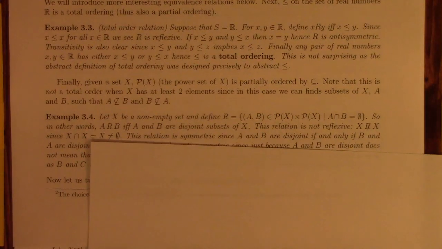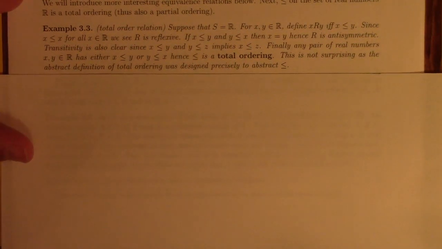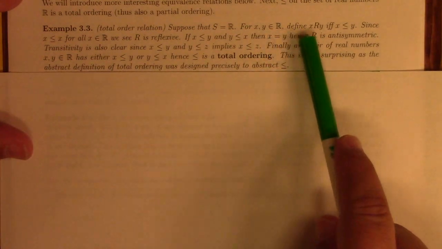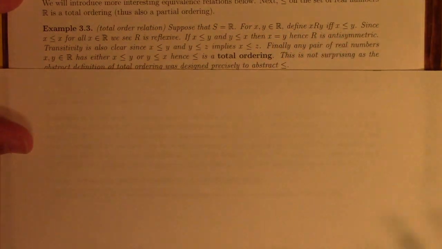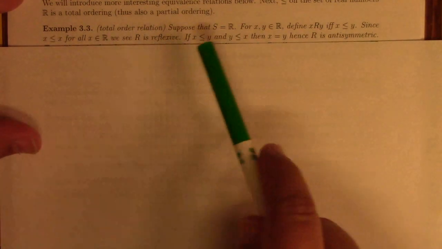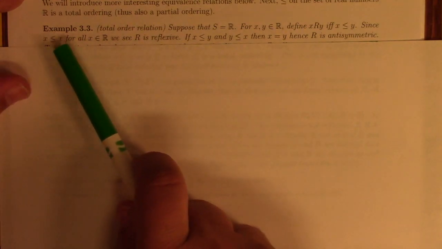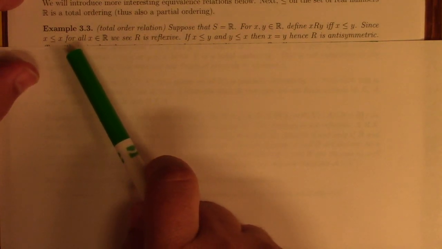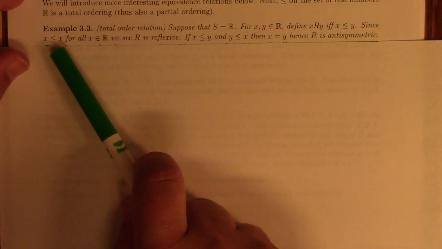So just to go back to some of my previous comments, if we look at the real numbers, we can define x related to y if and only if x is less than or equal to y. Is it symmetric? Is it reflexive? Is x related to x? Is x less than or equal to x? Well, yes, x is equal to x, so that makes that true, right?